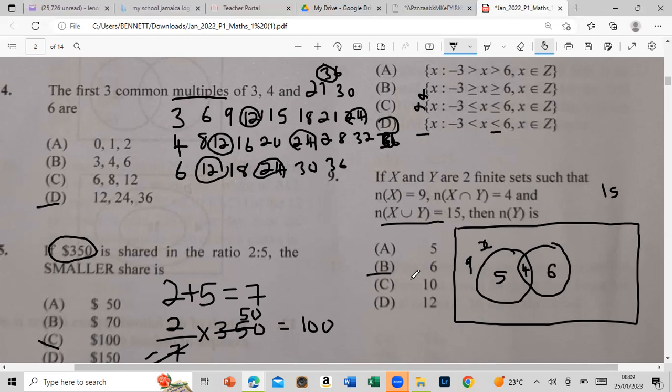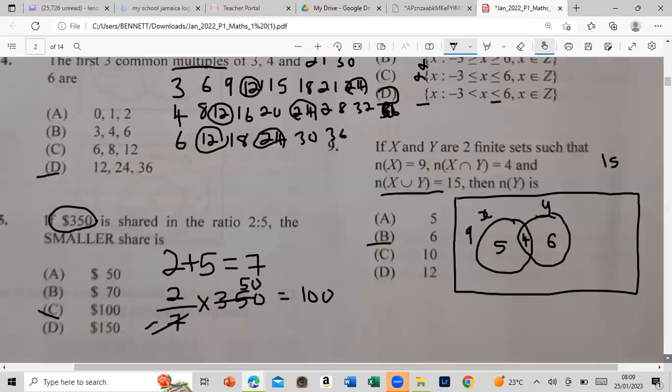Alright. So guys, basically what they're saying is, what's the value in y? When you combine them, you should get 15, right? So it's 5 plus 4 plus 6, 15. Another way to look at it, the number in x should be 9, so that's going to be 5 right here. Remember, this 4 is only the overlap of x and y, and these 5 are x alone. So 6 are y alone. So in all, 10 is in y, right? They say the union. Union means combine, right? Just like a marriage.